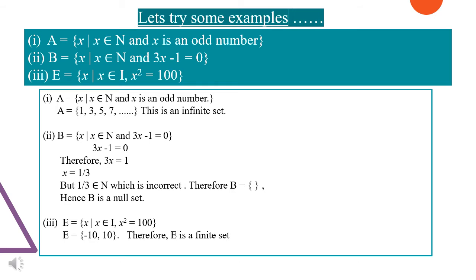Now here, we know that x square is equal to 100. Correct? So we have to find the value of x. Now which number can give me 100 as a square? 10 and minus 10. Therefore, my answer will be 10 and minus 10. These are the only two integers which can give me my square as 100. Therefore, it's a finite set.